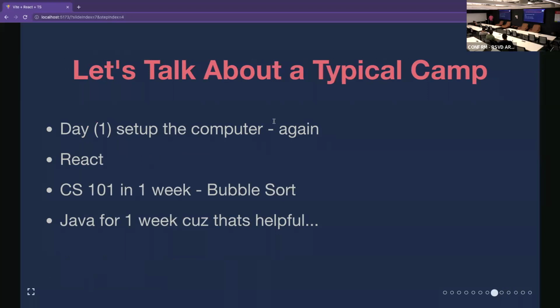Take Java for one week, because that's helpful, right? This one week of Java education happens in Minnesota because about 30% of the hiring force there that they interviewed said we still use Java as our main backend. So it'd be nice for the engineers who are going to be front end engineers, who aren't going to be touching the Java backend, to at least know about it, right? And so that shows up in the curriculum because of that.